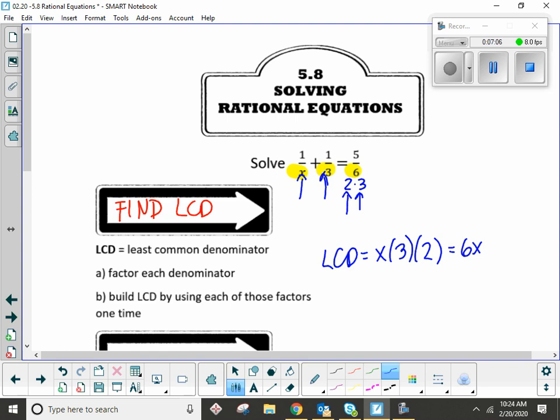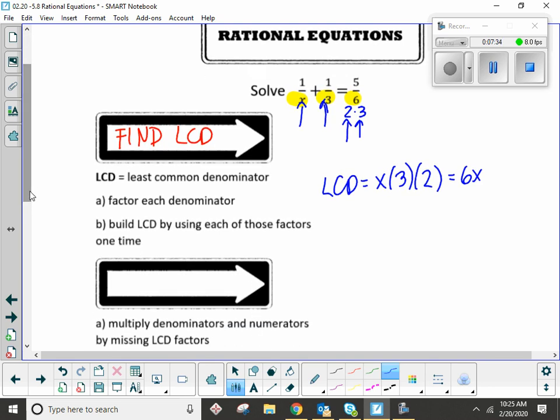Now, it's not the end of the world if you put this 3 in a second time. What happens, though, is it makes your numbers bigger, and it can make your math more complicated when the problem is more difficult. And so you want to avoid that if you can. So there's our LCD. So that's step 1.